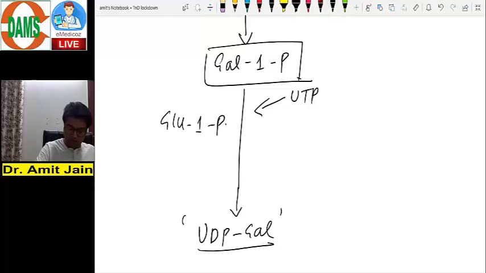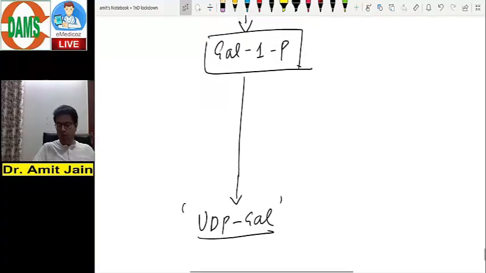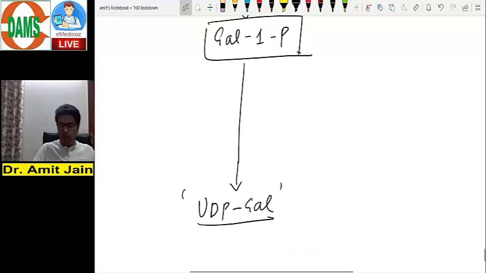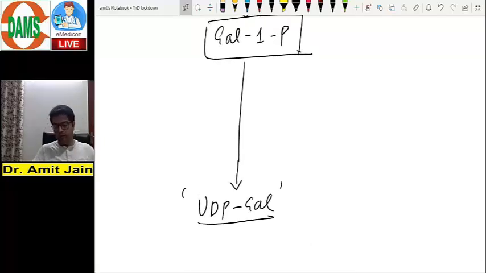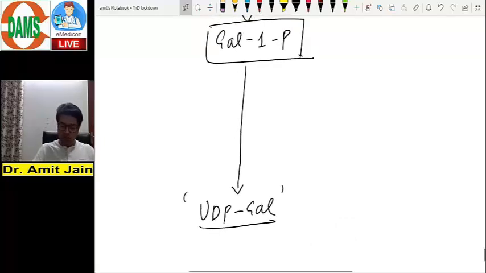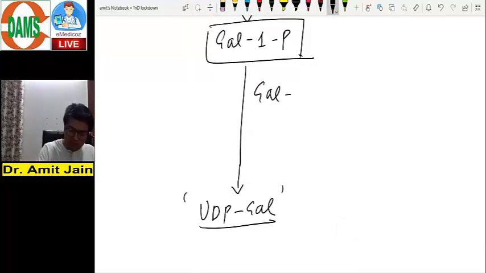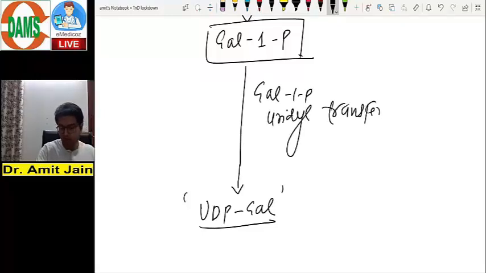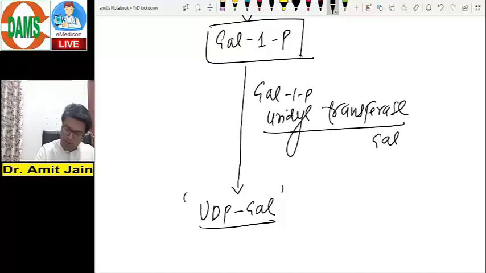First take it like this. So galactose 1-phosphate we have to convert to the UDP galactose. For this, what we have to do? We have to just transfer the UTP, right? And for that, the enzyme is galactose 1-phosphate uridyl transferase. Galactose 1-phosphate uridyl transferase.